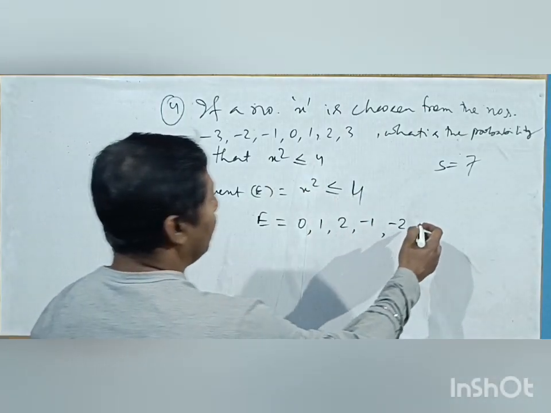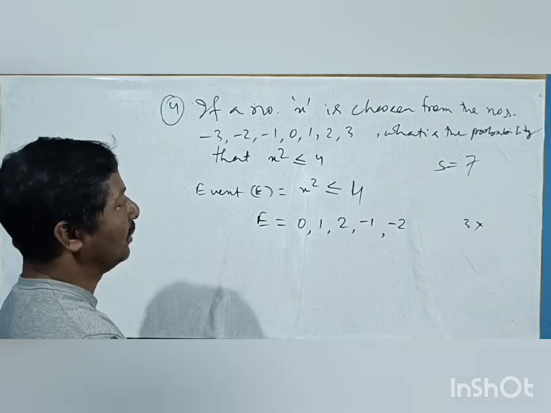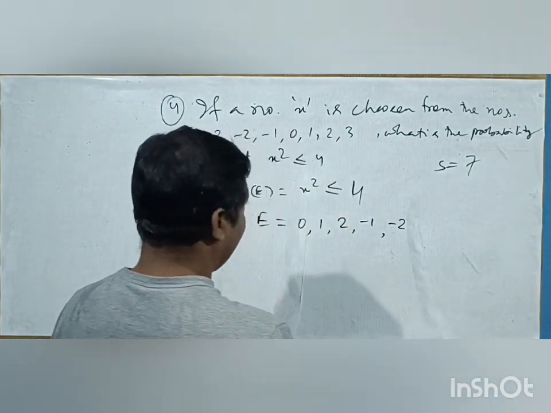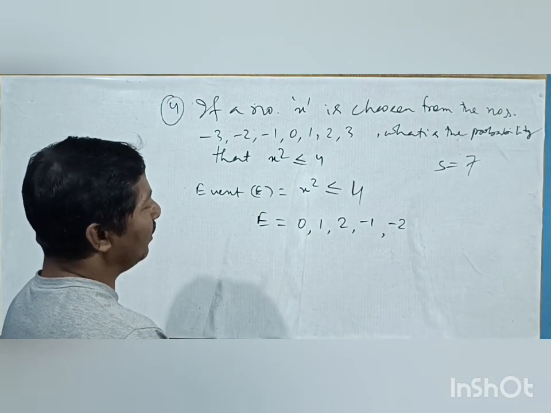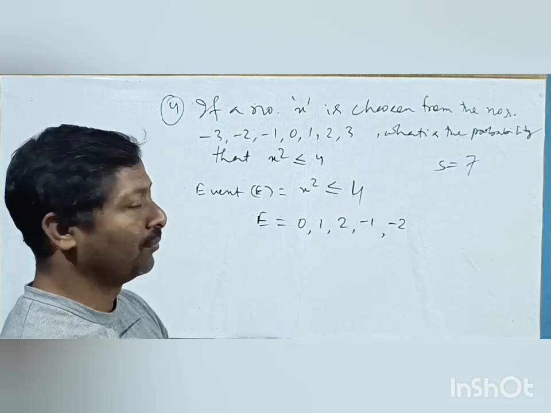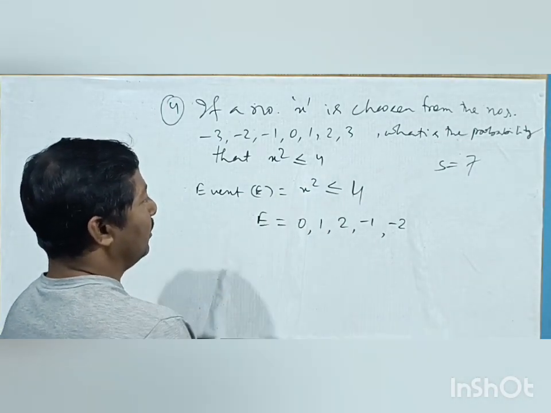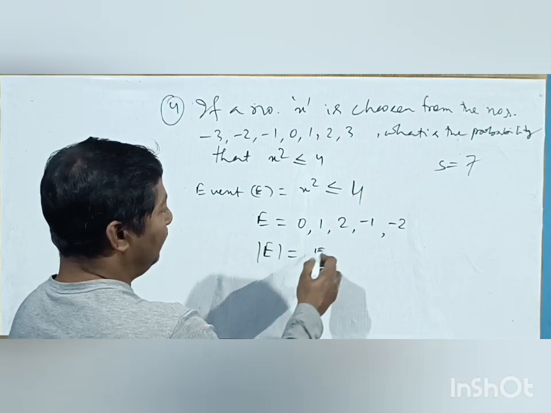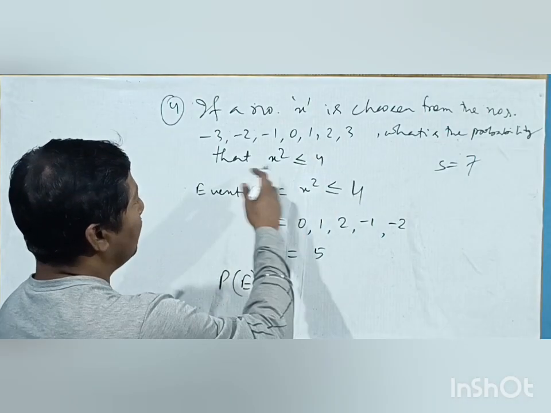But 3 will not be less than or equal to 4, because 3 square is 9, which is greater than 4. So 3 cannot be taken. And -3 also cannot be taken, because -3 square is plus 9, which is greater than 4. So these are the values which can be taken for x. So what is the number of values of x? 5.